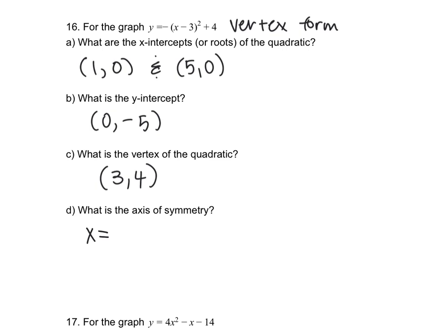And that always happens at the x value of the vertex, which is at 3. So we have to put x equals 3. The axis of symmetry is an equation. We do want to make sure we include the x equals.